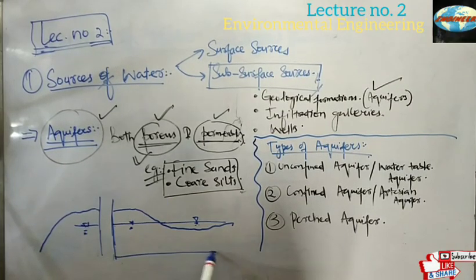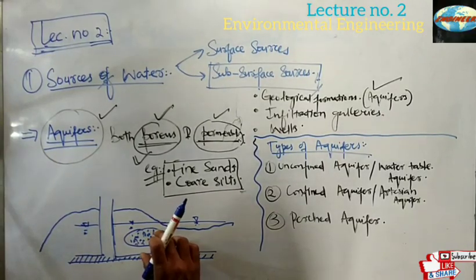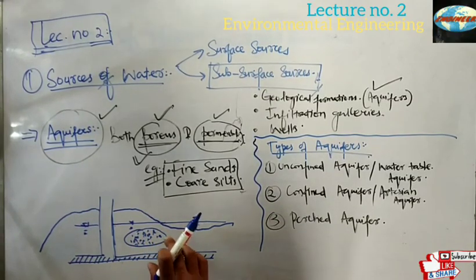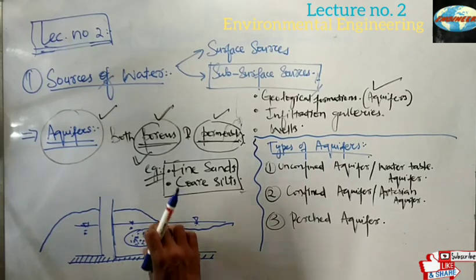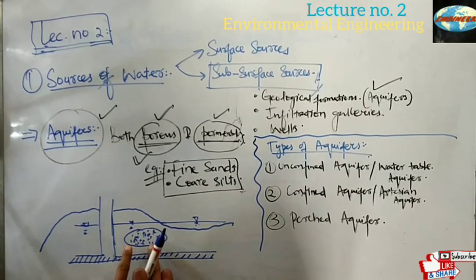For example, if this is an impermeable layer present at some depth inside the earth, and if you have a geological formation of fine sands and coarse silts over here, you will call it an unconfined aquifer, because it's not confined. And if we talk about the other properties of unconfined aquifer, the water in it is not subjected to atmospheric pressure greater than hydrostatic pressure. The whole of the water present in the unconfined aquifer has pressure equal to hydrostatic pressure.